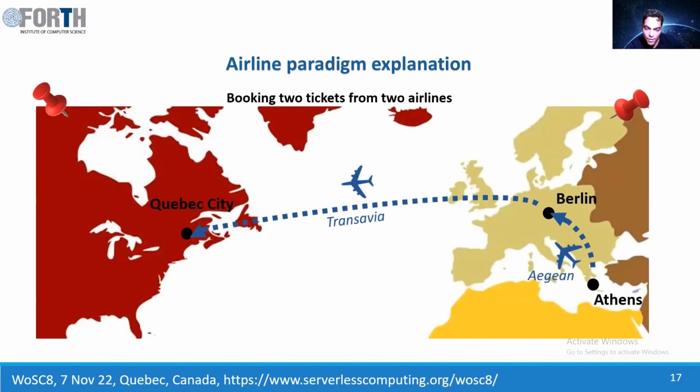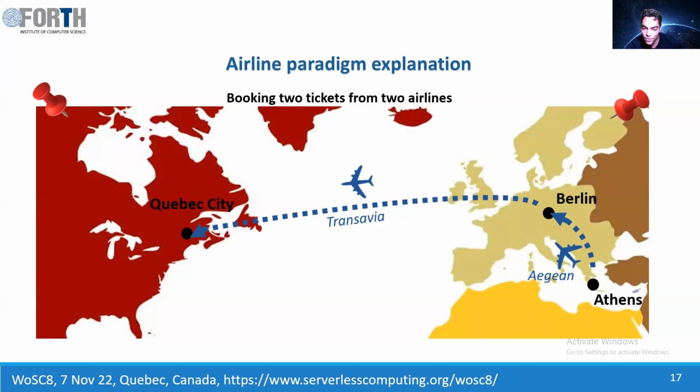In this use case scenario, imagine you want to travel from Athens to Quebec for some conference, but there is not a direct flight for this route. We will have to take Aegean Airlines to Berlin and from there Transavia to Quebec. As clients, we are not satisfied with a partial flight.